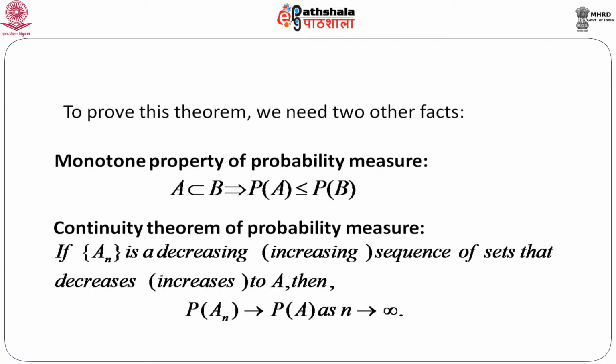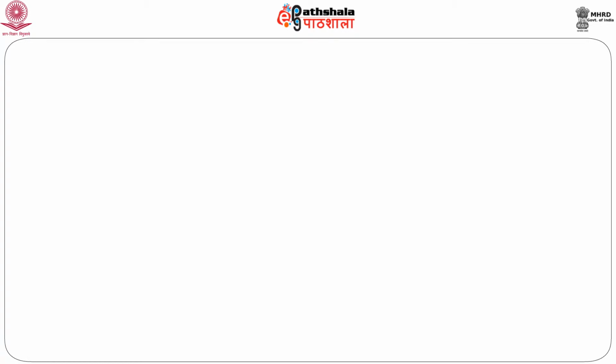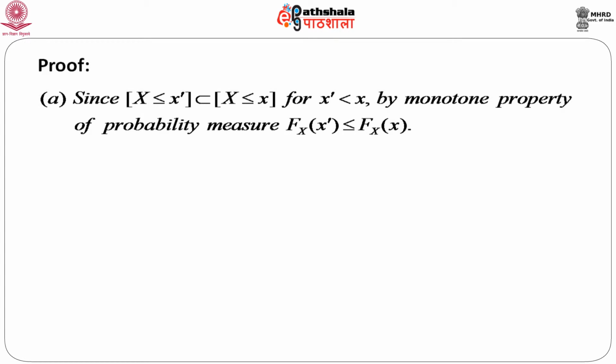So, this is the famous continuity theorem of probability measure, and to prove that a distribution function, which is defined by probability capital X less than or equal to small x and denoted by capital F of small x, we need these two properties to prove the three properties of distribution function that we have just discussed. So, the proof goes this way.